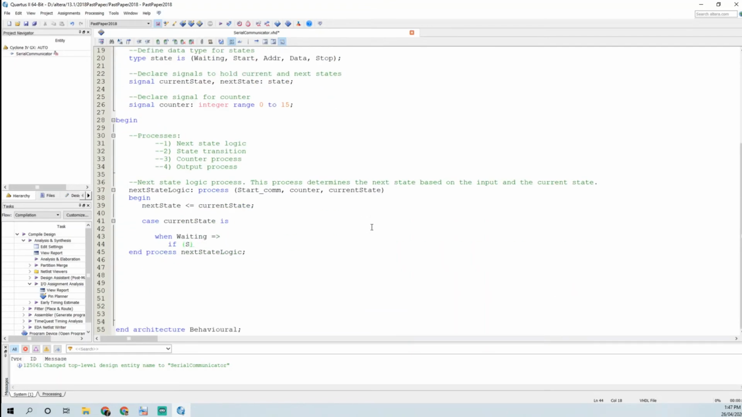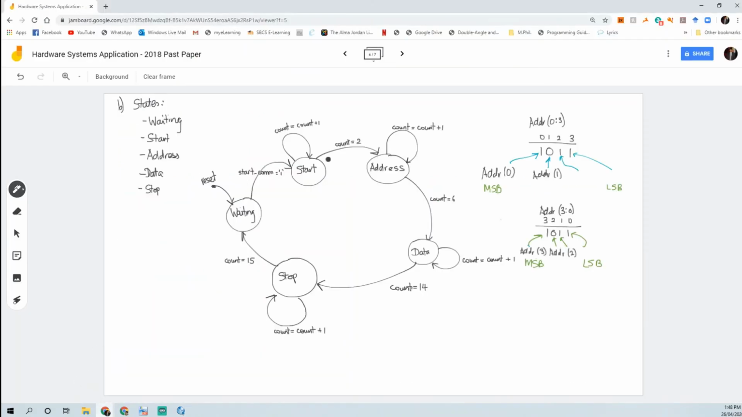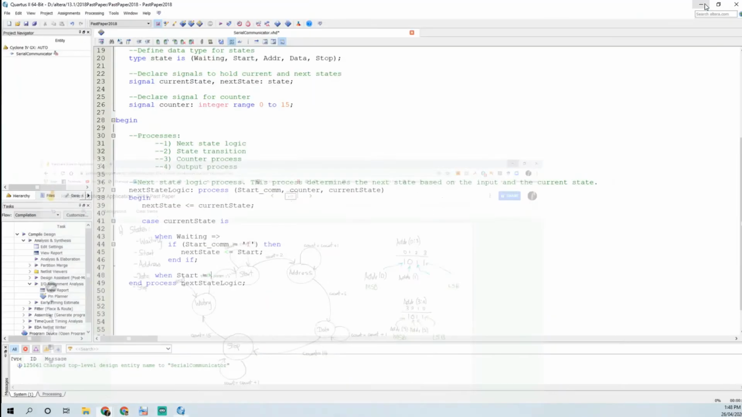So if startcom is equal to 1, that is when I want to transition out of the waiting state, and I'm going to go into the start state and wait for those two start bits to be sent out on my data out. All right, when I'm in the start state, well, remember, I'm going to transition to the next state when my count value is equal to 2.